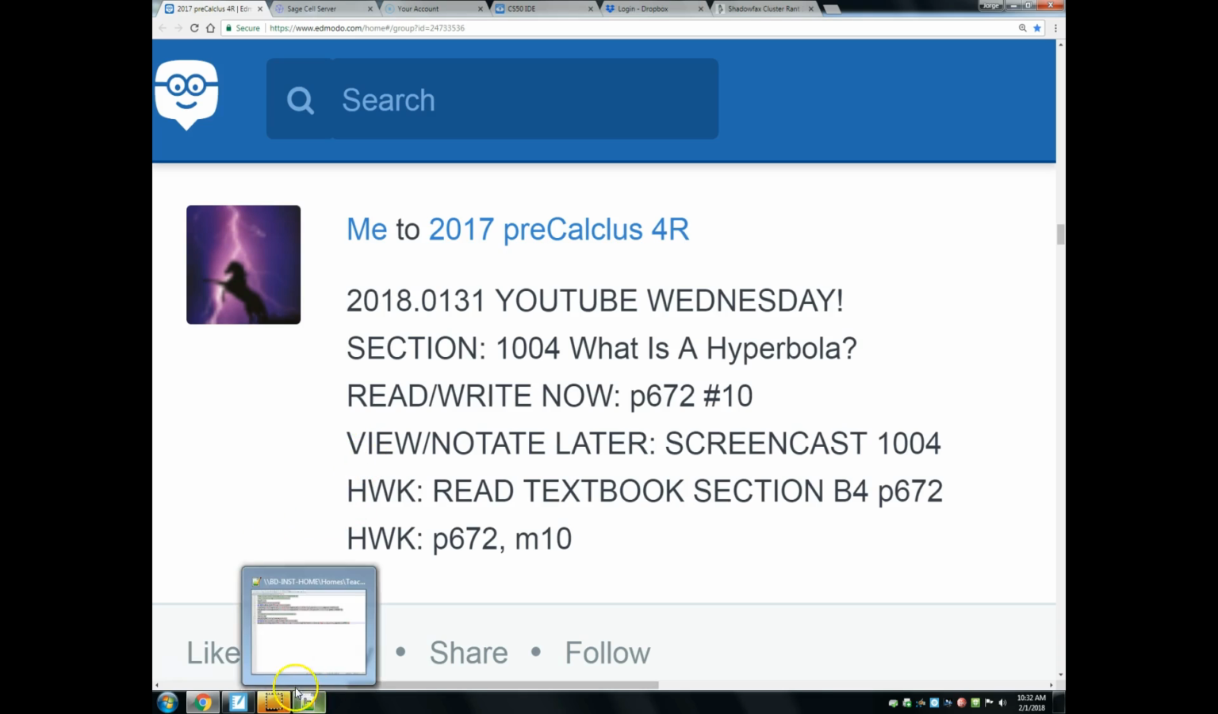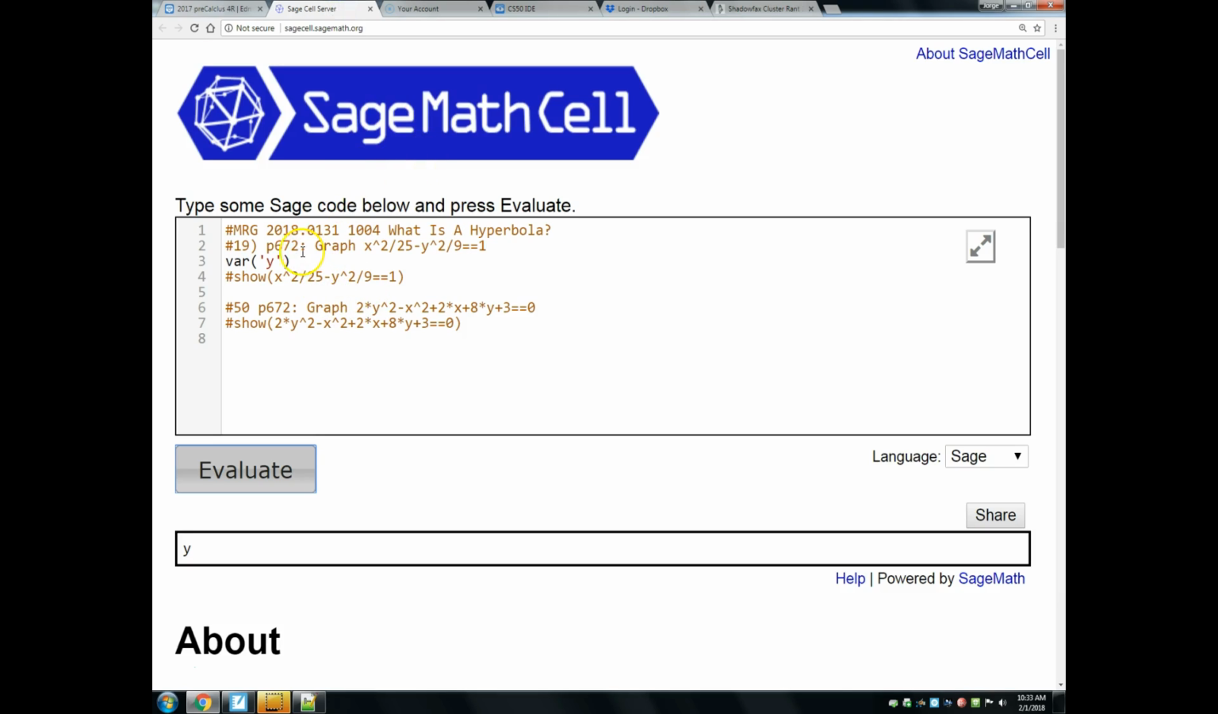So, one question we did in class looked like this. Question 19 from the homework page, 672 last night, was graph x squared over 25 minus y squared over 9 equal to 1. So this is already in standard hyperbolic form. Here's an example that's in general conic form: Ax squared plus Bxy plus Cy squared plus Dx plus Ey plus F equals 0. We'll get to that. We're not doing the completing the square stuff now. Look at the TI-84 screencast for that. We're just going to confirm that our graphs looked correct, okay?